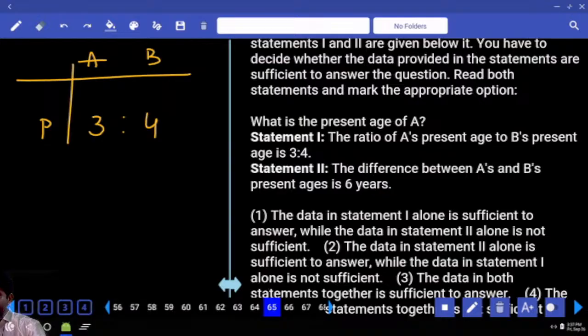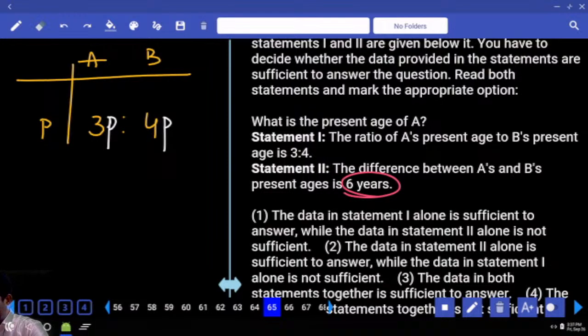No. If you use both statements, the difference in terms of parts between any two members in any year must be the same. It may be the present difference, or 1 year back, or after X years, or X years back. The difference must be the same. So at present the difference is 1 part. From the second statement it is 6 years. So 1 part is 6, 3 parts, 4 parts. Whatever we want, we can calculate.